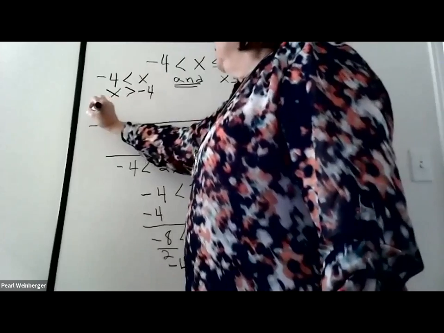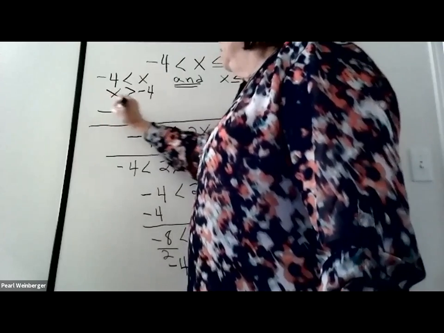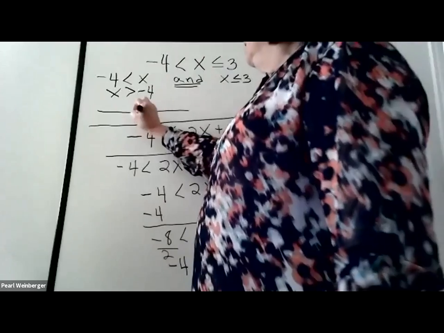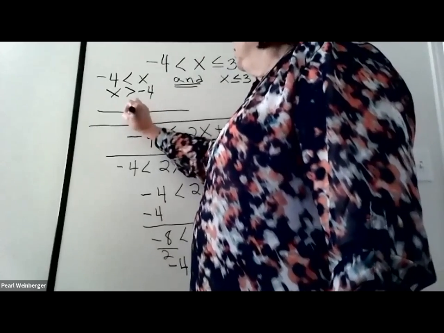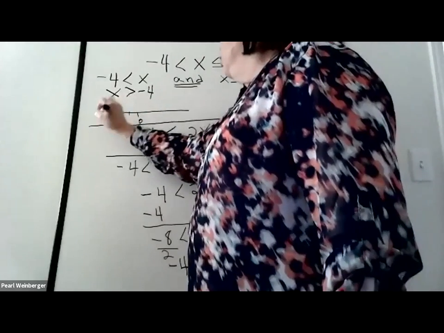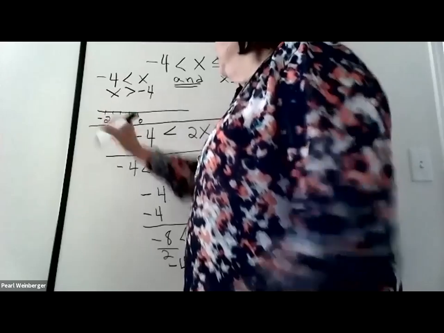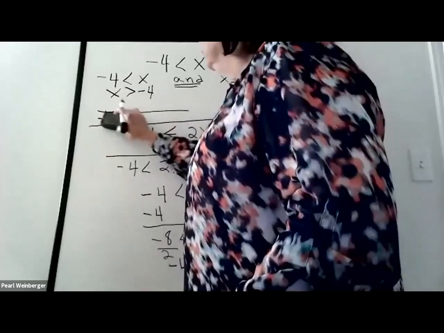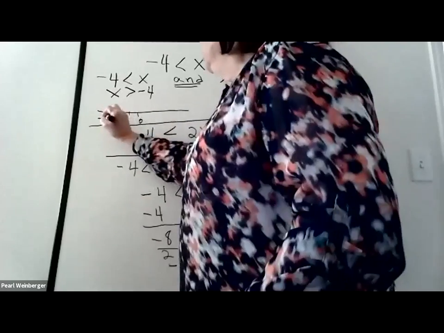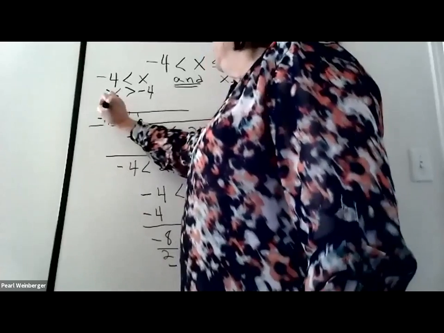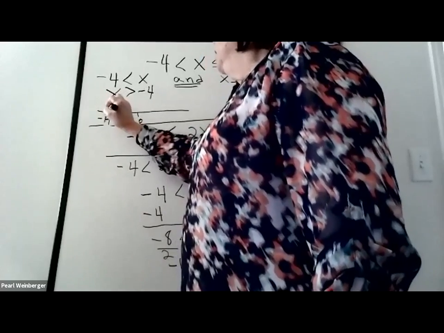In other words, on my number line, it's going to look like this. Here's the 0, -1, 2, 3, 4. Here's my -4. And this is going to be an open circle with an arrow going to the right.